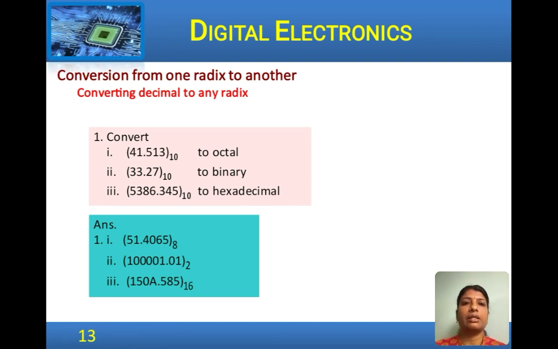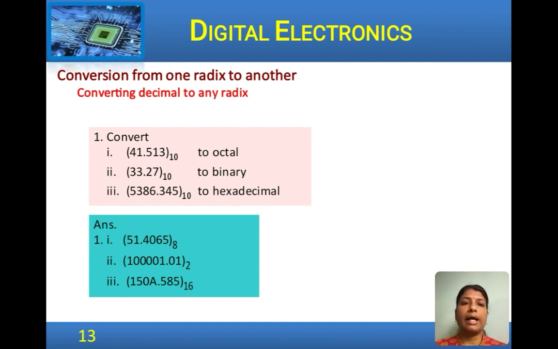So far we have seen conversion from any radix or any base to decimal, where each digit is multiplied by the radix raised to the power based on the digit position, and we get the solution. And similarly, we have also seen conversion from decimal to any radix. In this case, the integer and the fractional parts have to be considered separately, and the successive division method is to be used for the integer part and the successive multiplication method for the fractional part.